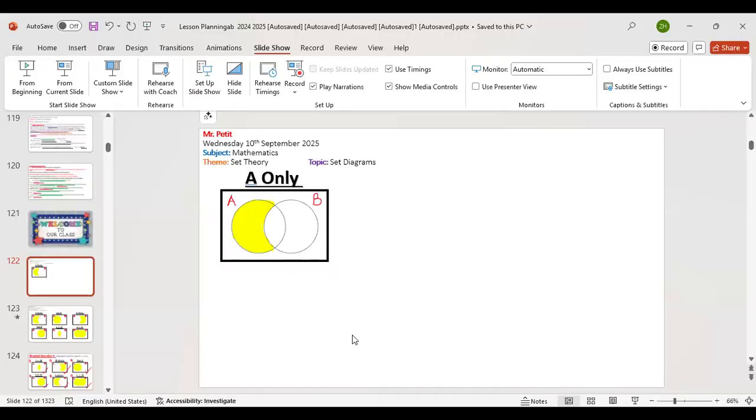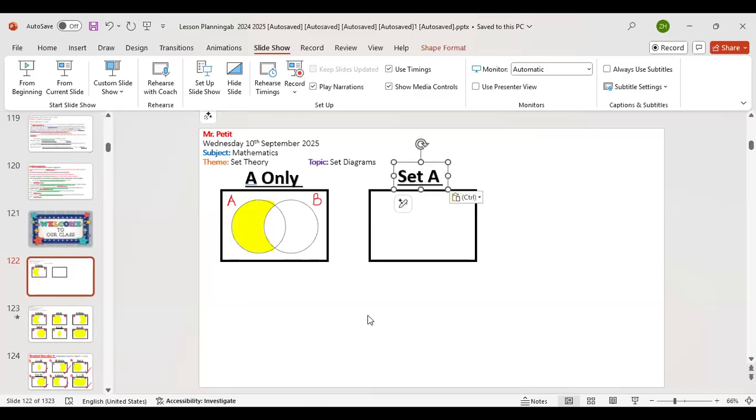All right. Okay. So next we have the next one. We already did A only. So what I want to do now is let's do all of A. So we're going to do set A. Let me move this out and put this in the middle like this.